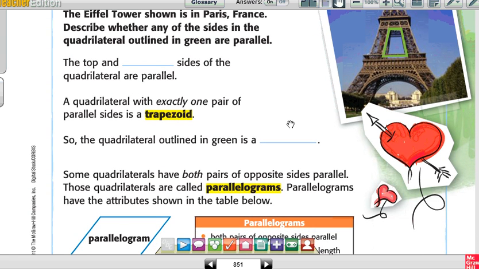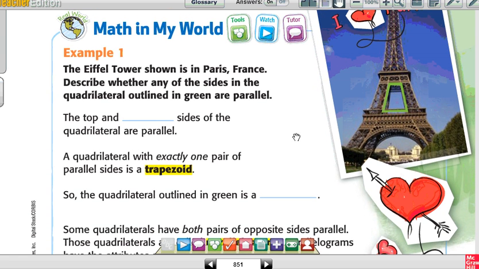It says the Eiffel Tower shown is in Paris, France. Describe whether any of the sides in the quadrilateral outlined in green are parallel. So, are there any sides that are parallel here? Which ones? The top and the bottom one. Yeah, you're right. The top one and the bottom one are the only ones parallel. Okay, so the top and bottom.